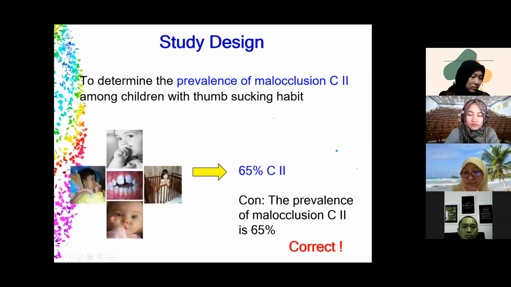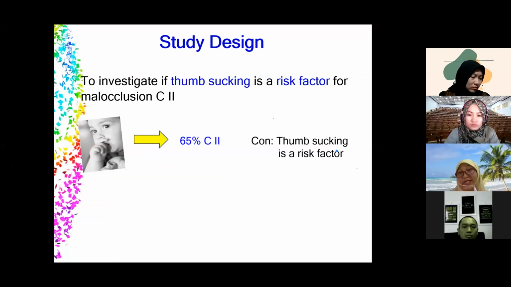Okay. Now what happened is the same thing, same subject, but now the objective is to investigate if thumb sucking is a risk factor for malocclusion class 2. Yeah. This is whether thumb sucking causes the malocclusion class 2.